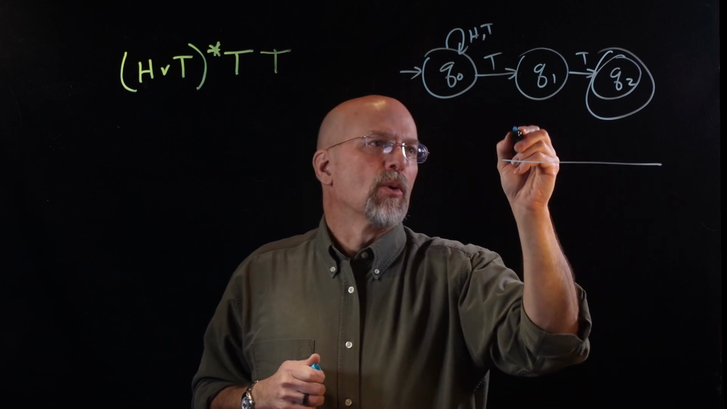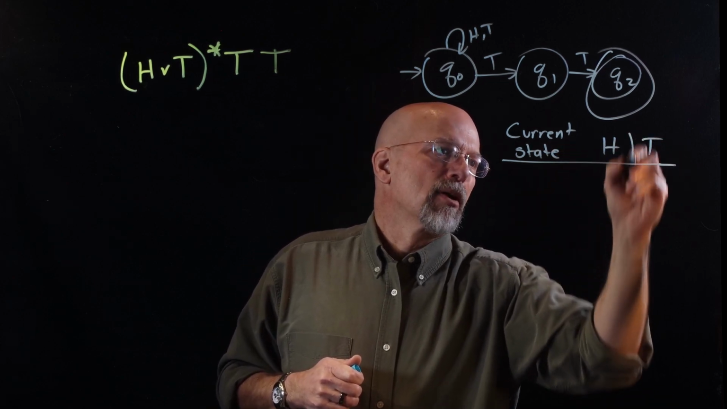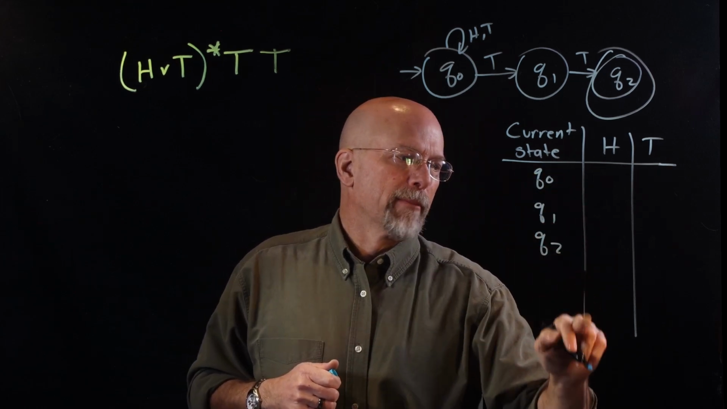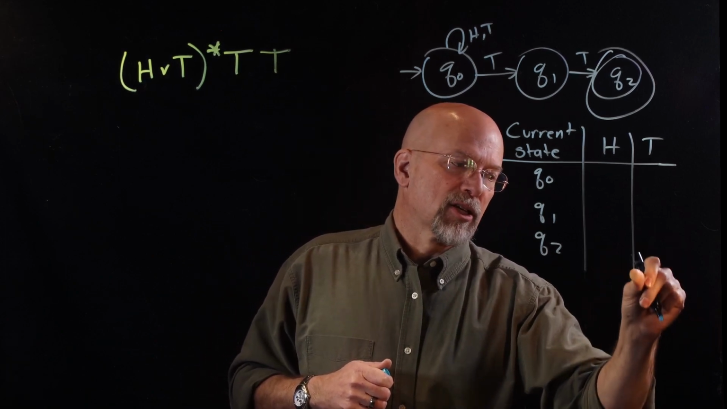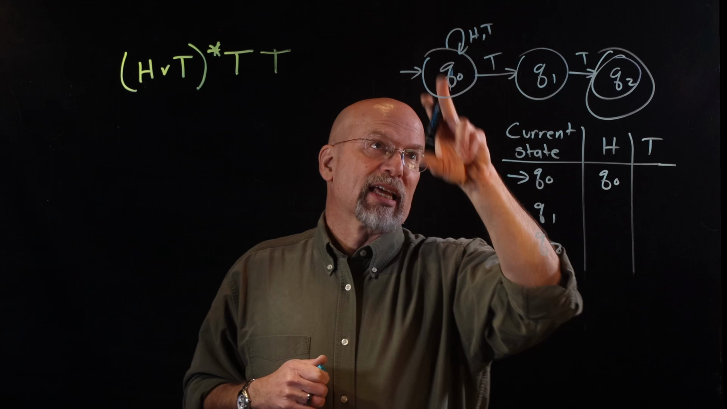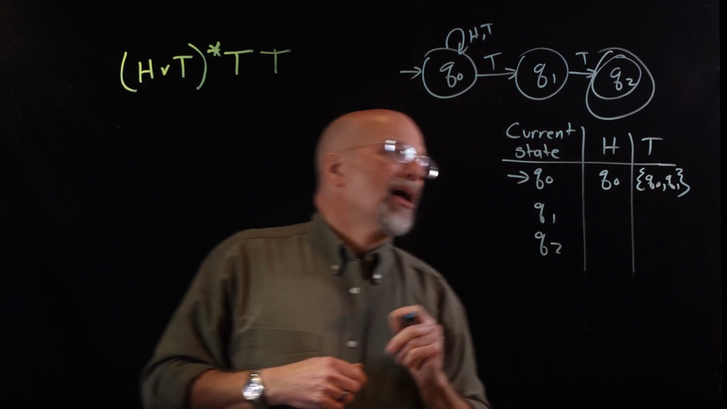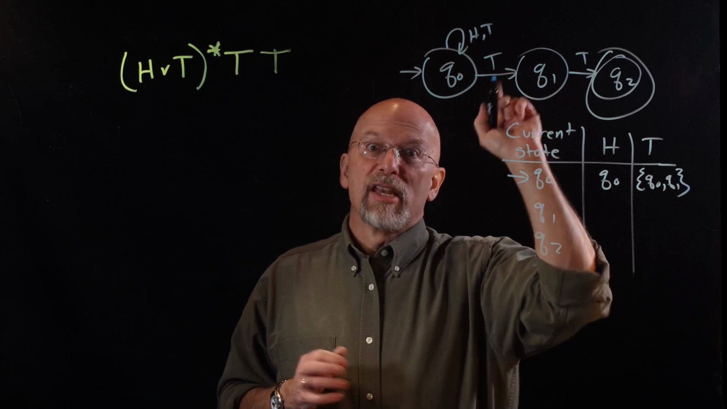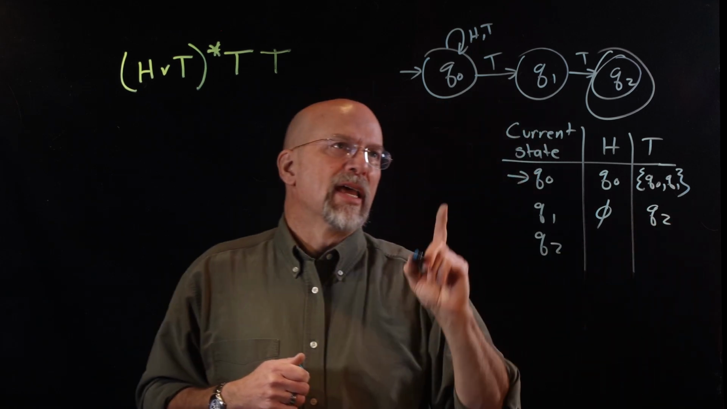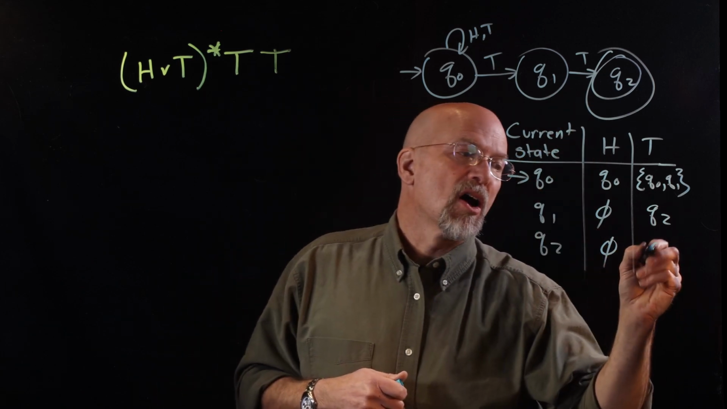So let's take a look at our state transition table. All right, heads, tails. What are we going to get? Well, I've got three states here. I've got Q0, Q1, Q2. Now, remember Q0 is our initial state. If I'm in Q0 and I get a heads, I'm going to Q0. If I get a tails, I'm going to either Q0 or Q1. So that's our set, right? Q0, Q1. If I'm in Q1 and I get a heads, not defined. So that's the empty set. If I'm in Q1 and I get a tails, I'm going to Q2. If I'm in Q2 and I get a heads, not defined. If I'm in Q2 and I get a tails, also not defined.